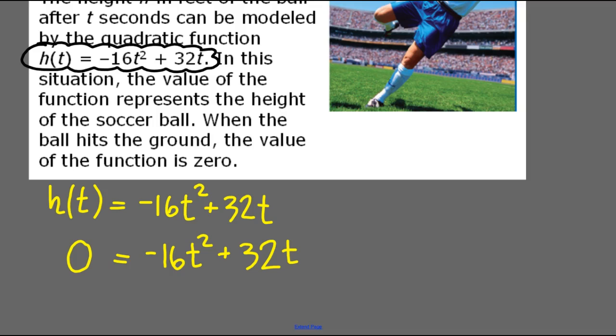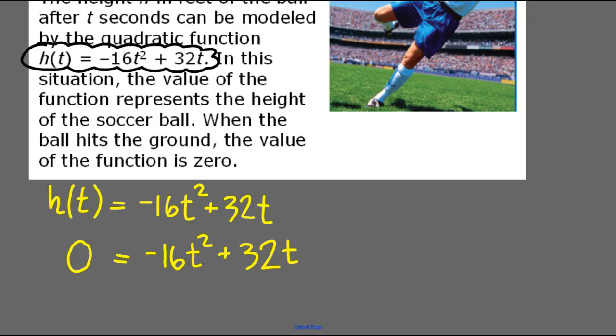All right, anyone, can you just look at it and tell me what a solution might be? 0. Good, 0. Yep, 0 would be a solution. And there's also one other solution. Can anyone look at it and tell me what the other solution might be? Oh, this is taking too long. We need to have a structure or a plan here.